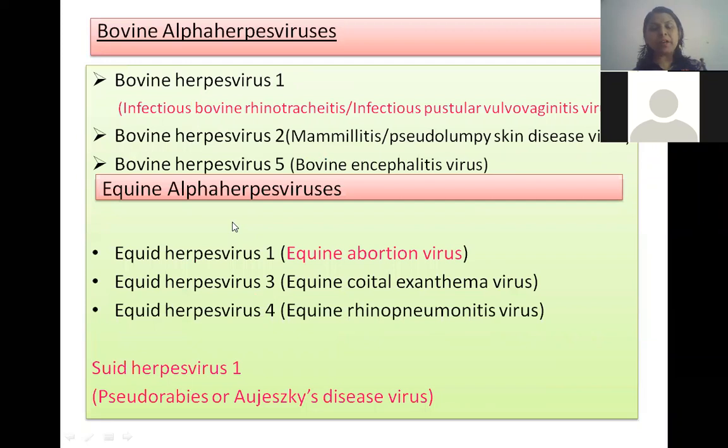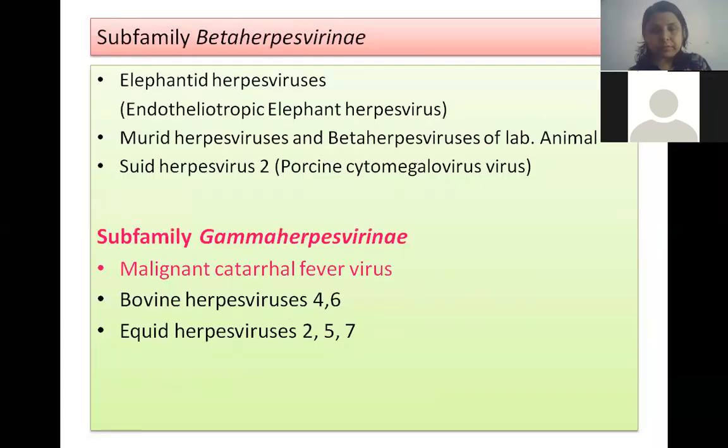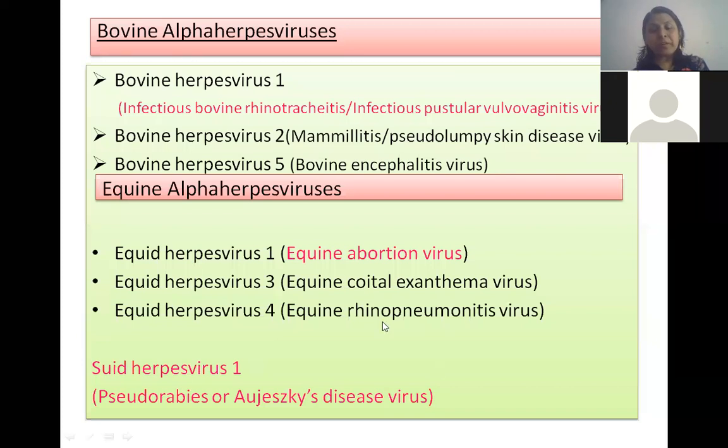Equine alpha herpesviruses are equid or equine herpesvirus 1, 3, and 4, which have different names. Equine herpesvirus 1 is also called equine abortion virus. Equine herpesvirus 3 is also known as equine coital exanthema virus, and equine herpesvirus 4 is also known as equine rhinopneumonitis virus. Alpha herpesviruses also include suid herpesvirus 1, which causes pseudorabies or Aujeszky's disease.